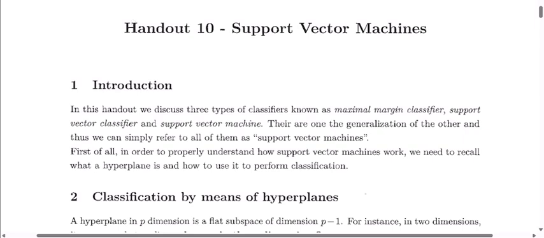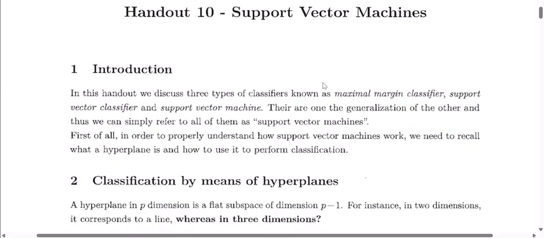From today, when I say support vector machines, we will actually be focusing on three types of classifiers: the maximal margin classifier, the support vector classifier, and the support vector machine. And let me tell you this, one is going to be a generalization of the other one. So I'm going to start from a special case before moving into the general case.